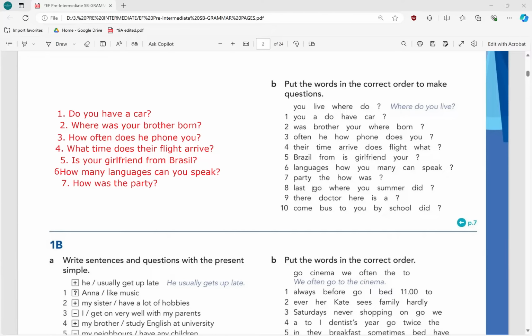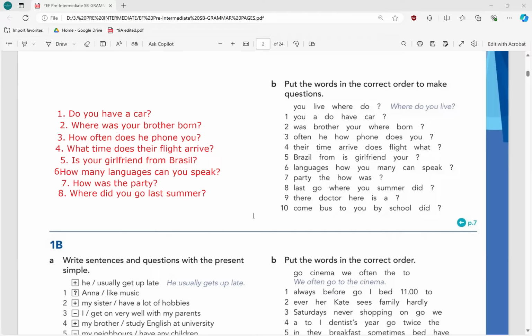Number 8. Last go where your summer did. So where, question word. Did, auxiliary. Where did, and then subject. Where did you? And we use infinitive. Where did you go? When? Last summer. Where did you go last summer? Number 8. Where did you go last summer? Okay, that's done.